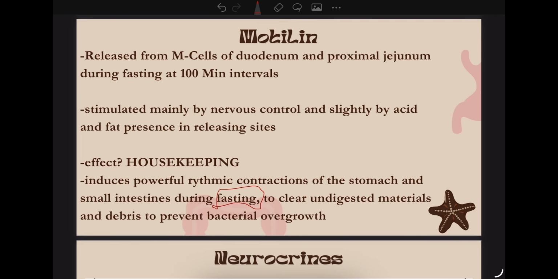Why? You have been fasting, so there is slightly no movement happening in your GI tract, and bacteria love things that are not moving, okay? Like water, for example. If water is not moving, it will have bacteria overgrowth. Same thing here. Everything is sitting in the GIT and it's not moving. So this is dangerous to the body. Bacteria will start growing there. So motilin induces powerful rhythmic contractions to get rid of everything when you are fasting.